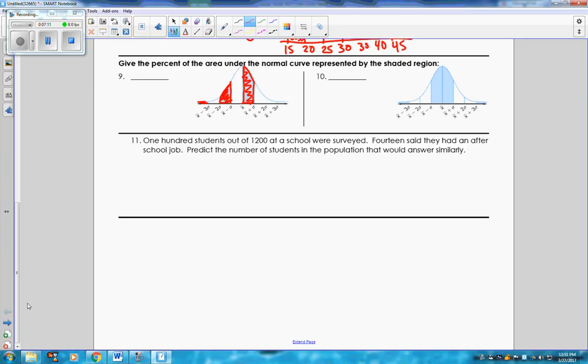So I'm going to take this first portion, which is 0.15%. I'm going to add it to the next portion, which is 13.5%, and add it to the next portion, which is 34%. I'm going to add those 3 numbers up, and you should get 47.65% as your final answer. Problem 10, the shaded area is there.